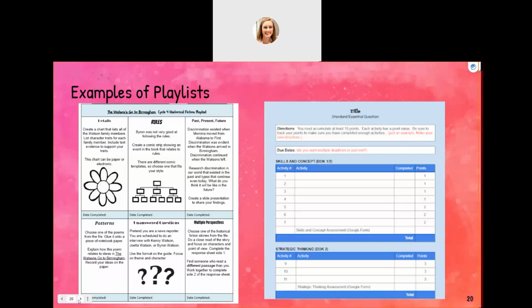For instance, activities 1 through 7 are focusing on skills and concepts with a depth of knowledge of 1 and 2. And then 9, 10, and 11 are focused on strategic thinking with a depth of knowledge of 3. So if a student has mastered some of the skills that are going to be the focus in activities 1 through 7, well, maybe they've already mastered 1, 2, and 3.